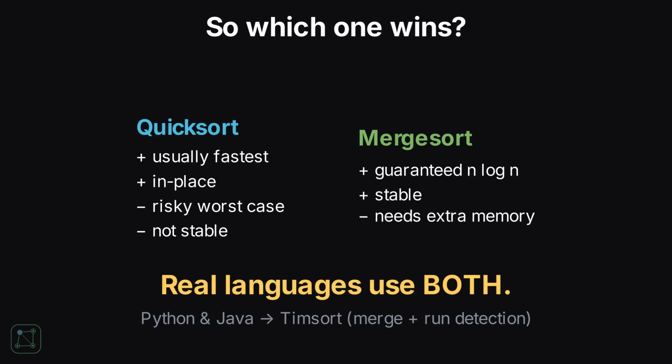Which is why real languages cheat and use both. Python's sort and Java's object sort use timsort, a hybrid that merges like Mergesort but exploits already ordered runs. Many Quicksort libraries fall back to a different method when recursion goes too deep, dodging the worst case. The pros don't pick one, they combine their strengths.